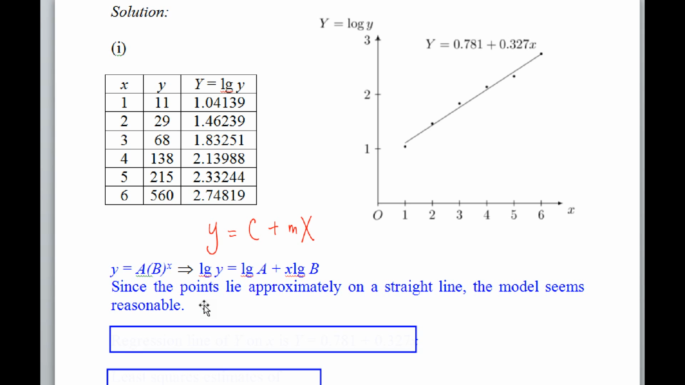Look, from here, when you plot log y and x, they approximately lie on a straight line, so the model seems reasonable. This is answering the first part. If you plot log y, this column, and x and they lie on a straight line, this model seems reasonable, because log y against x seems like a straight line.